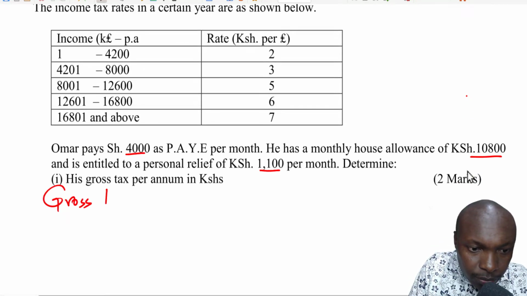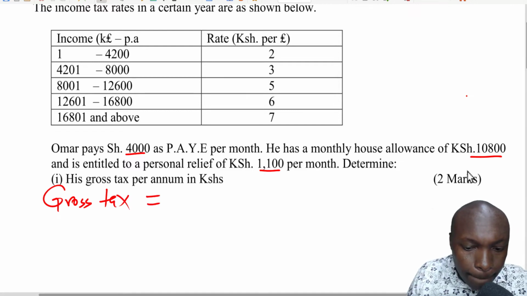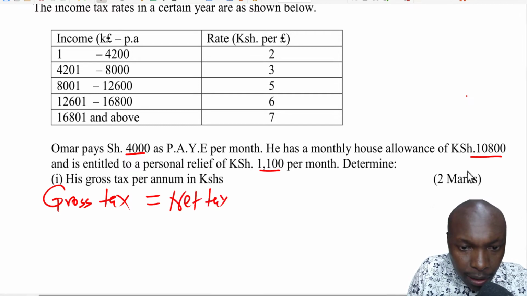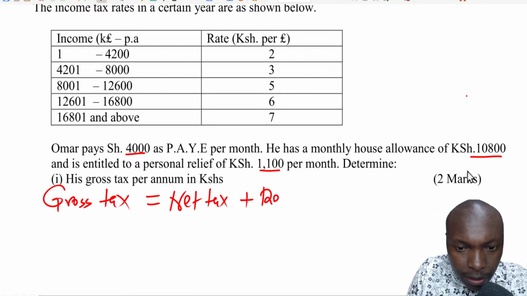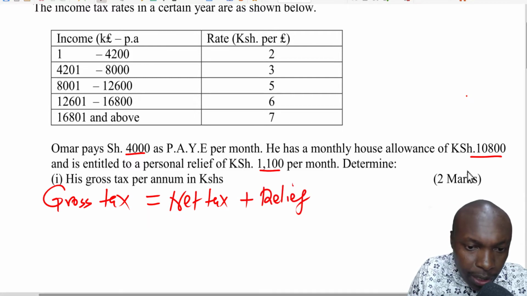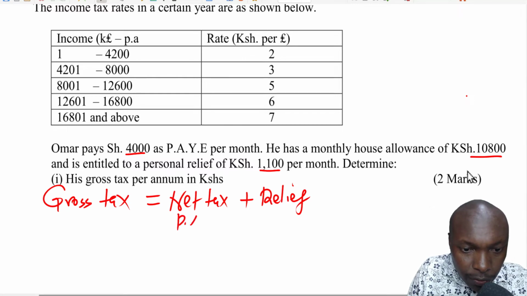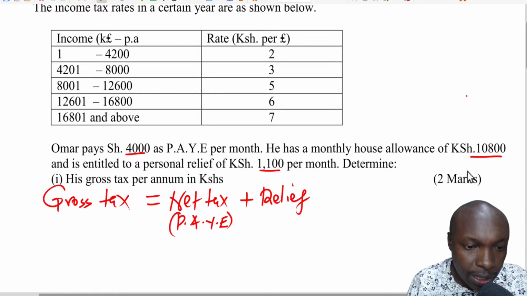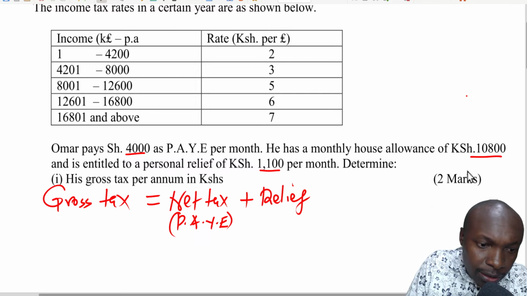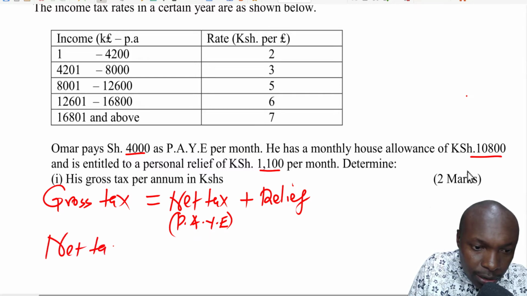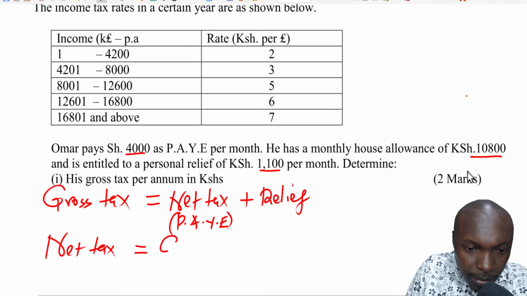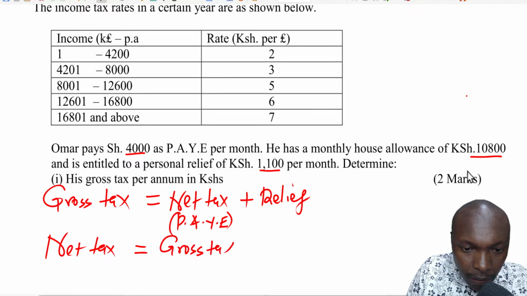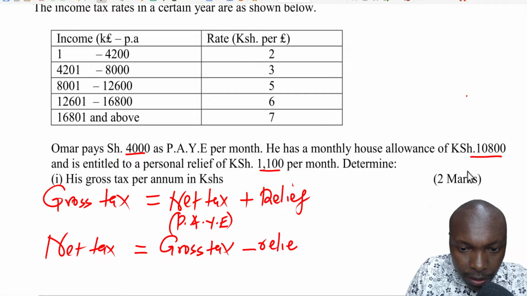Gross tax is obtained by taking the net tax plus the relief. That is very important. And the net tax in this case is what we refer to as PAYE, pay as you earn. So that is how we get the gross tax. Then it is good to note also that the net tax is obtained by taking the gross tax minus the relief.